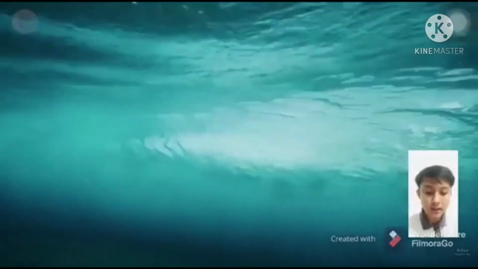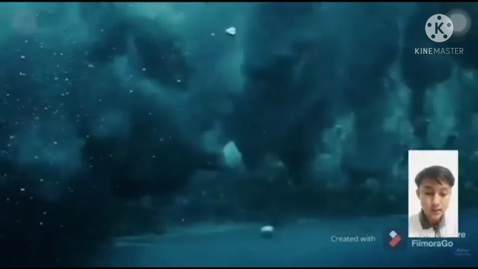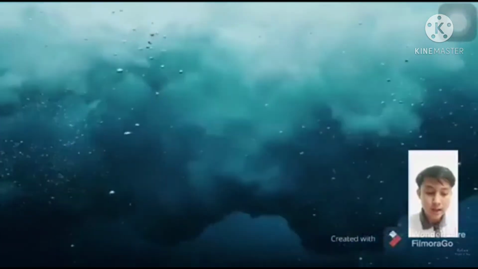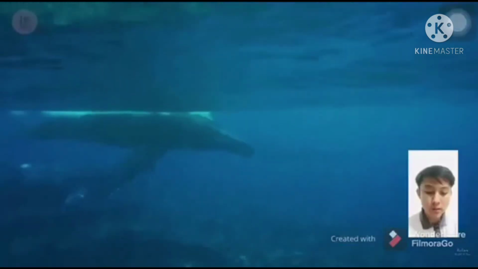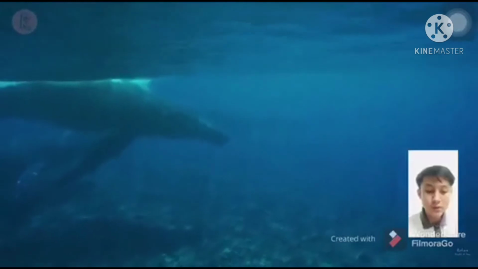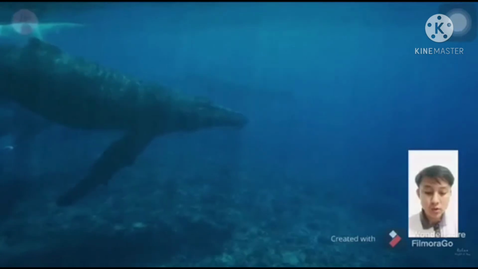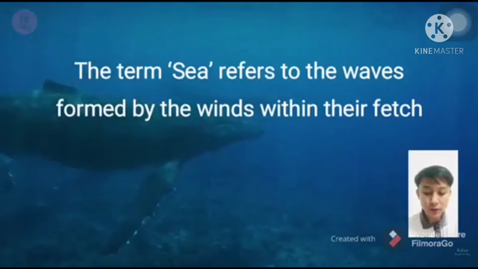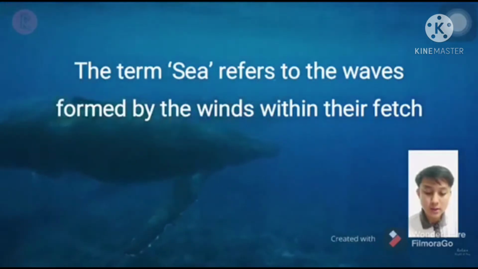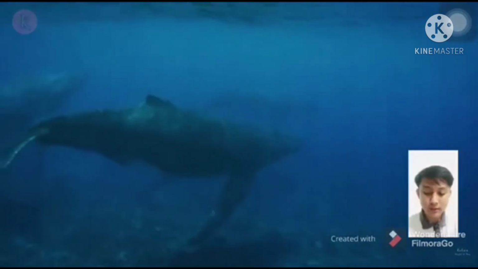This is because in the area of observation, waves are being generated by the wind blowing in that area, and swells coming from distant areas 1,000 or more miles away have entered the area of observation. For purposes of distinction, the terms sea waves and swell waves are used. The term sea refers to the waves formed by the winds within their fetch, or the condition of the sea when waves and swell appear together.